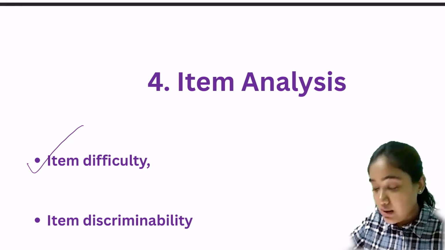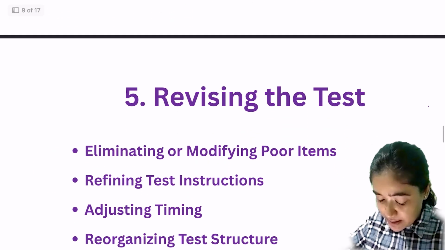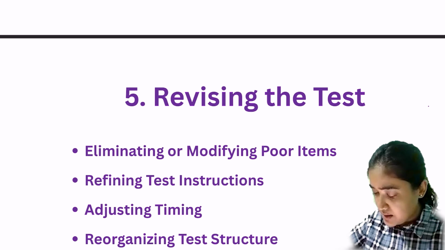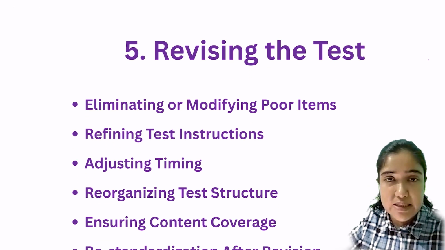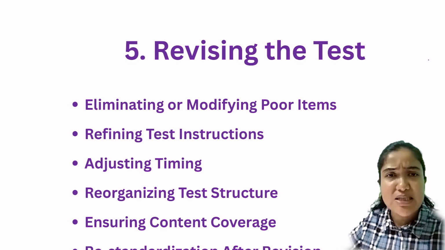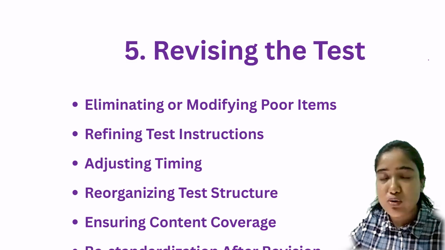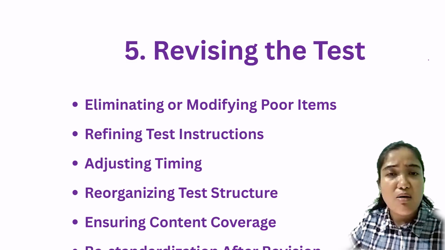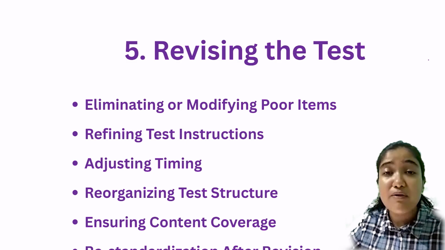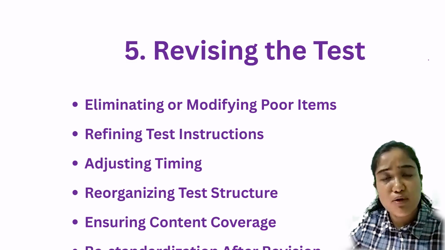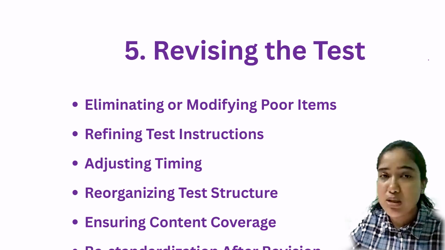Next, we shall go to the next point under steps of test construction, that is revising the test. How do we revise the test? After we finish with the item analysis, some of the items may be changed, replaced, or even removed. This is important because we only want the best items to stay in the final test. Revision can also mean improving the instructions so that they are clear, adjusting the time limit for each test if needed, or even reorganizing the test structure so that it flows better. In simple words, this stage is like polishing the test.